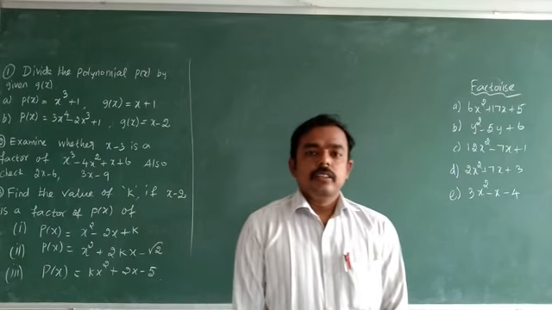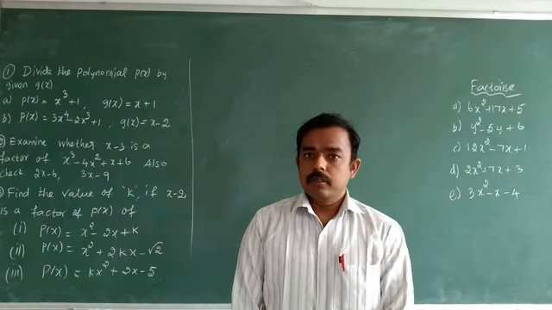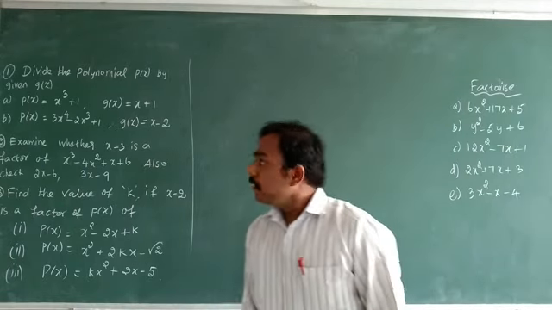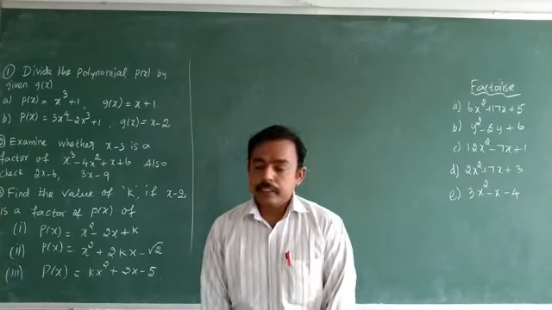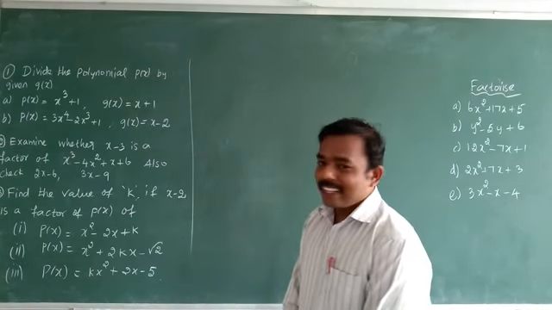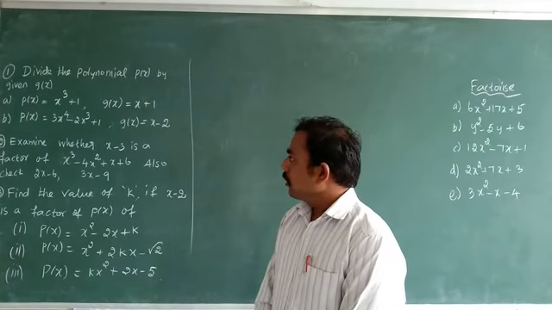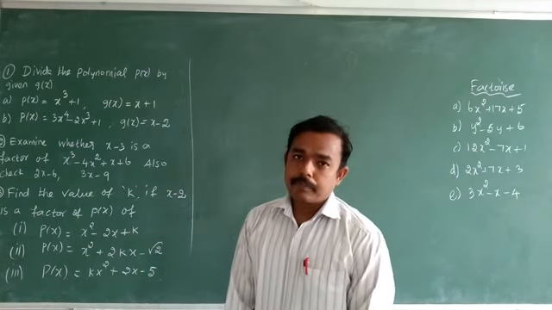Good morning. Today we are going to discuss some problems from the polynomial chapter. For the first problem, divide the polynomial p of x by the given g of x. Here y is p of x, so we need to consider one polynomial. In that polynomial we have degree 3.